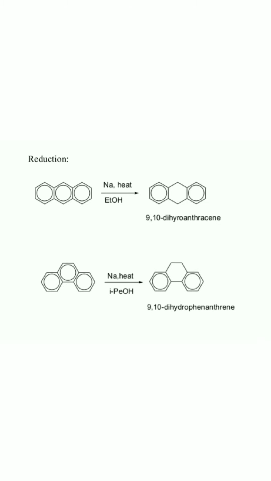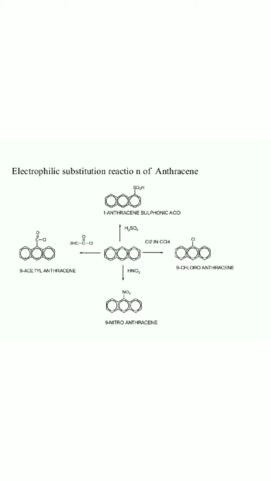Now we will see the reactions. The first is oxidation. Here with K2Cr2O7, it will produce 9,10-anthraquinone or 9,10-phenanthrenequinone. Now we will see the reduction in the presence of sodium, heat and ethyl alcohol, C2H5OH. It will produce 2 substances: one is 9,10-dihydroanthracene and the other 9,10-dihydrophenanthrene. There are 2 parts for the 2 things.